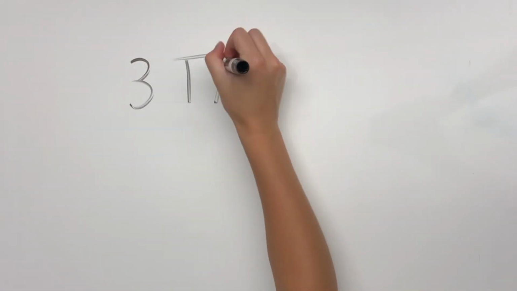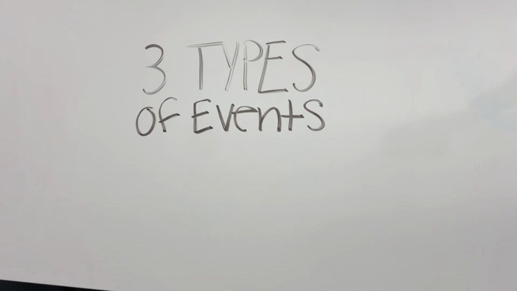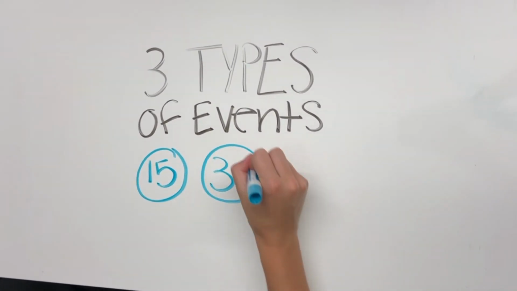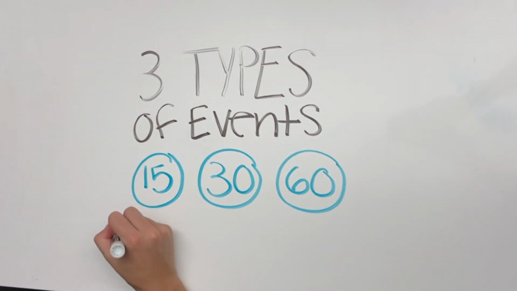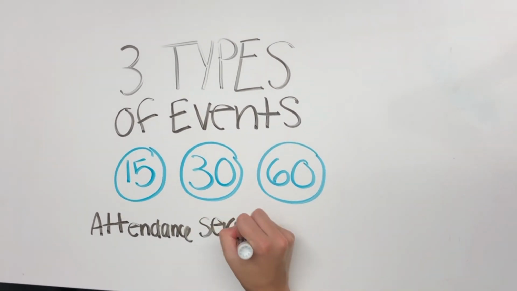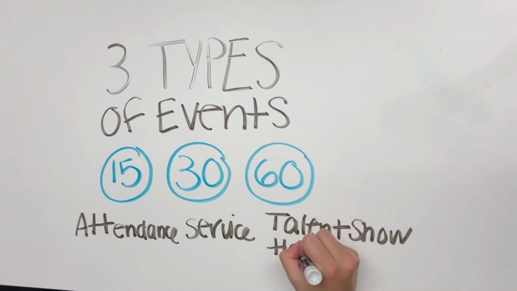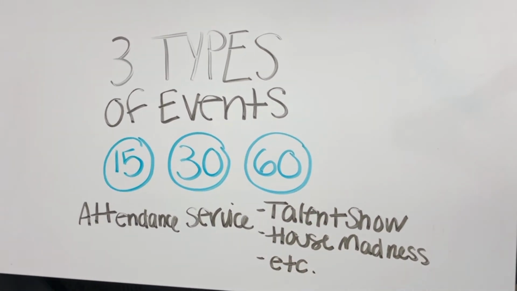We have three main types of events. First are 15-point events, like attendance events, such as football games, or other smaller competitions like the mattress race, dodgeball, and ultimate frisbee. Secondly, we have 30-point events. These are the service drives, such as Servathon or the Thanksgiving drive. Third are 60-point events, such as Quiz Bowl, Lip Sync Battle, Talent Show, and House Madness. These are the big events that are worth the most points.